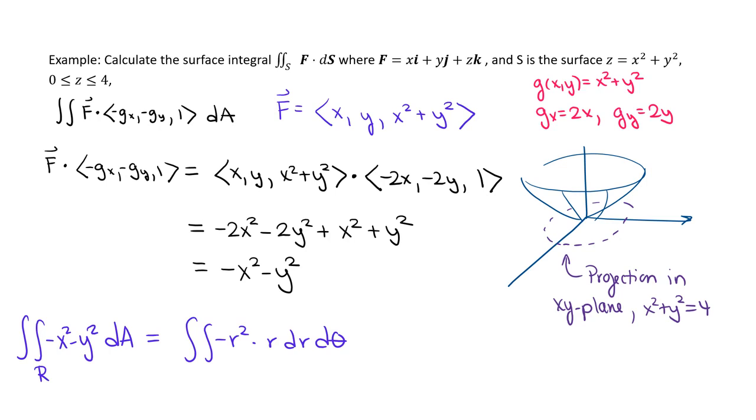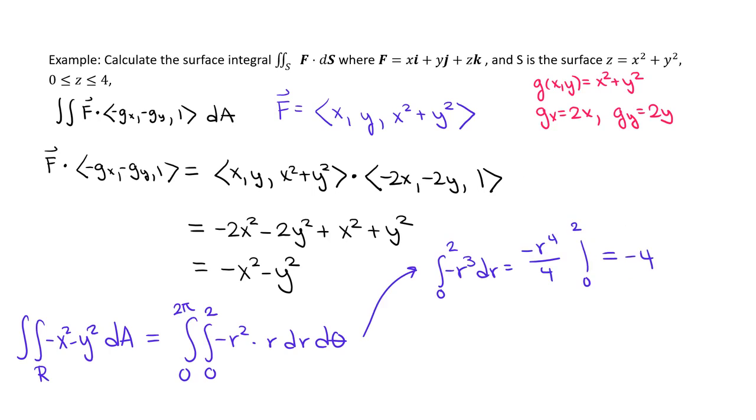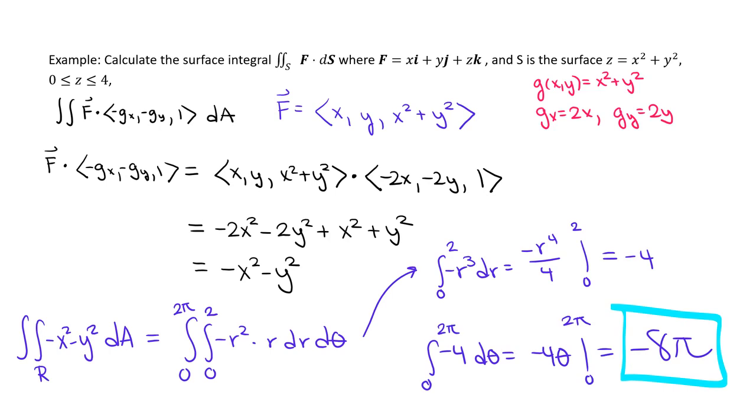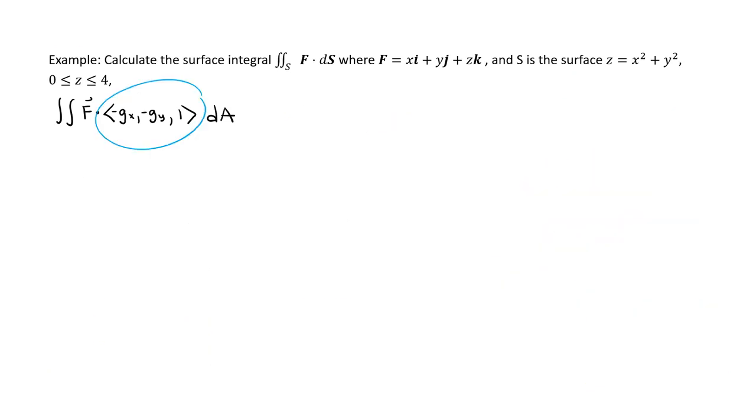So I'm going to put this in polar coordinates. The negative x squared minus y squared is a negative r squared. I'm going to change the dA to r dr d theta. We're talking about a circle of radius 2, so my bounds of integration for r go from 0 to 2. All the way around the circle is 0 to 2 pi. So I'm going to be integrating negative r cubed with respect to r. I get negative r to the fourth over 4. Plug in my bounds of integration, that's negative 4. And then I'm going to integrate that negative 4 with respect to theta, plug in my bounds of integration, and there is my final answer, negative 8 pi. Okay, so let's just go back to the formula.